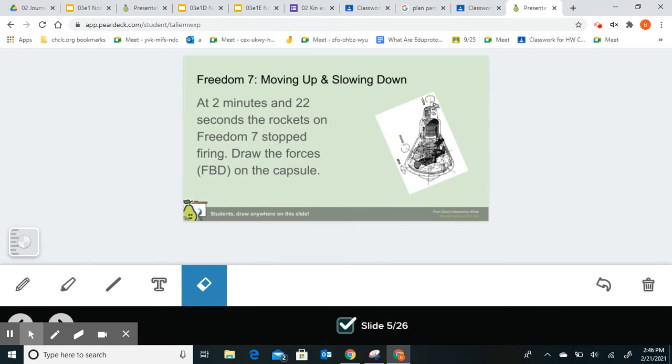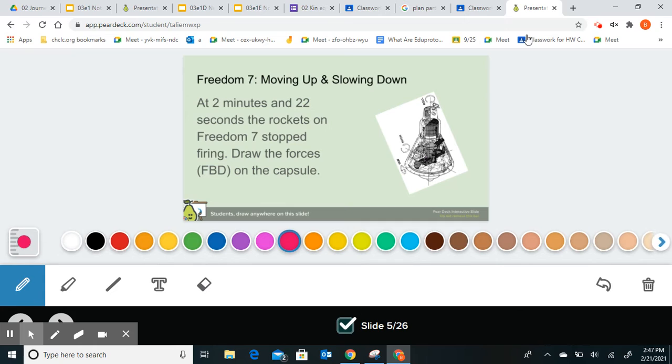All right, Freedom 7, moving up and slowing down. So at 2 minutes and 22 seconds, the rockets on Freedom 7 stop firing, and we want to draw the forces or the free body diagram on the capsule. So what we have here is on the capsule before this, of course, it's a terrible arrow. Before this, of course, we had force due to thrust and force due to gravity. Once the engines turn off, it's only force due to gravity or force due to weight.